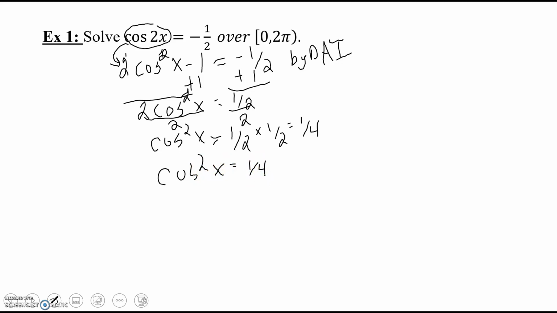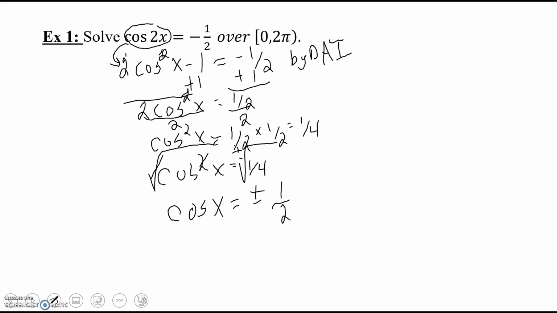And to get rid of the square, I will take the square roots. And I need to take the positive and negative square root. Anytime you take the square root, you take the positive and negative square root. The square and the square root cancel over here and leave me with just cosine of x. The square root of 1 is 1. The square root of 4 is 2. So you would take the square root of the bottom and the top. So that gives me cosine of x is equal to positive and negative 1/2.